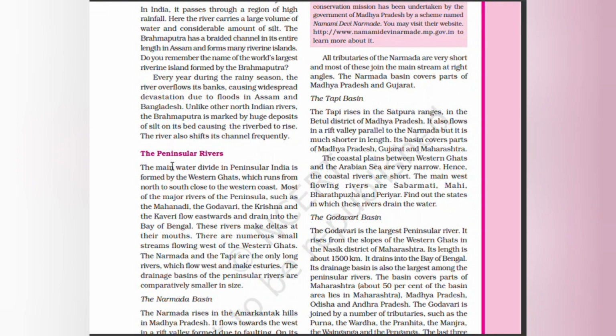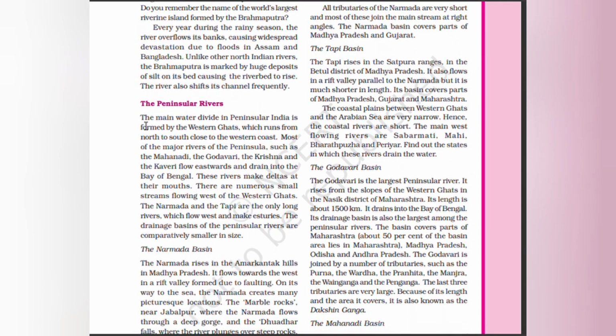Peninsular rivers. The main water divide in peninsular India is formed by the Western Ghats, which run from north to south close to the western coast. Most of the major rivers of the peninsula, such as the Mahanadi, Godavari, Krishna, and the Kaveri, flow eastwards and drain into the Bay of Bengal. These rivers make deltas at their mouth.